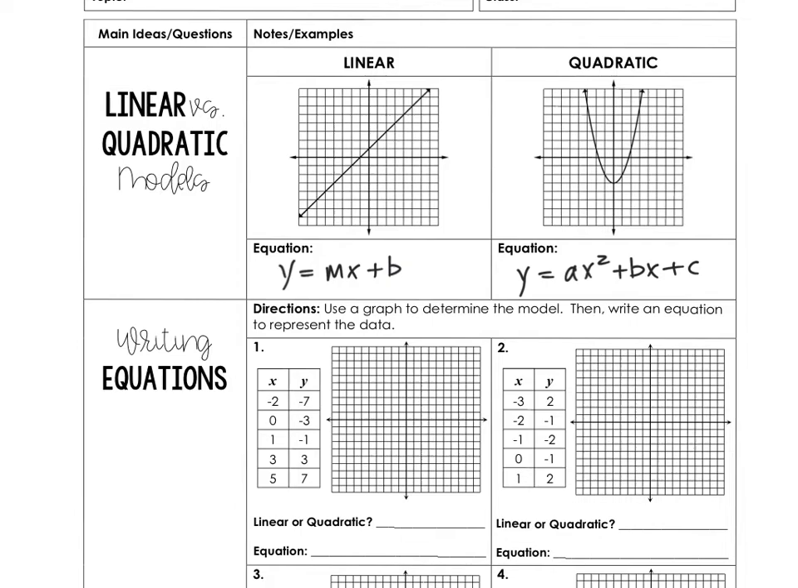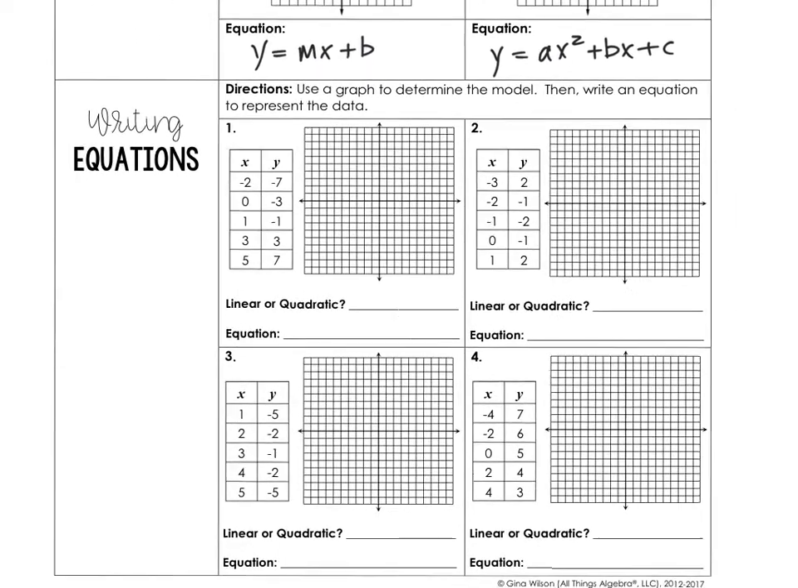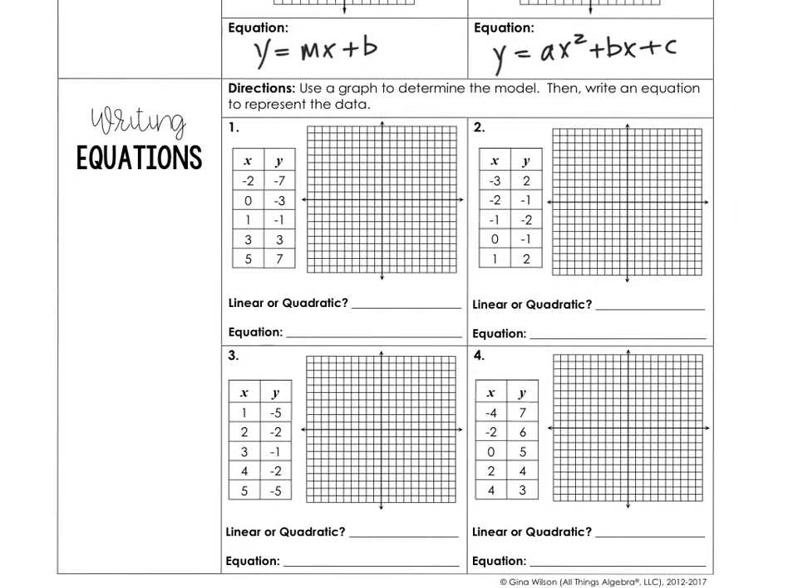All right, so in the following examples, we're going to use a graph. So we're going to plot these points in the table that are already made for us. And we're going to use the graph to determine if the model is linear or quadratic. And then we're going to use our calculators to write an equation to represent the data. So let's get started just by plotting these points.